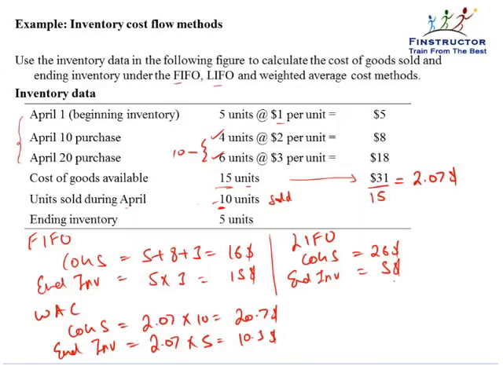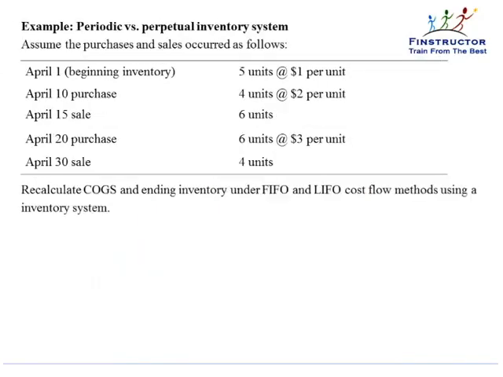So please note that the cost of goods sold plus ending inventory is the same, that is $31 under all methods. However, the calculation of the COGS and ending inventory will change depending on the assumption. What we just studied was an example of periodic inventory, which assumes that inventory is valued only once at the end of period.